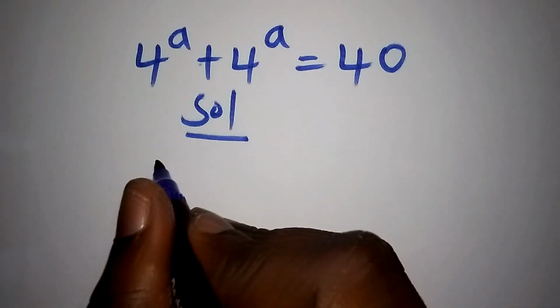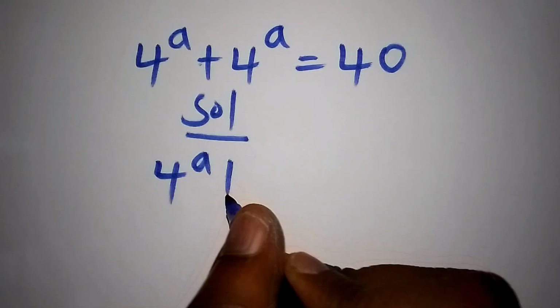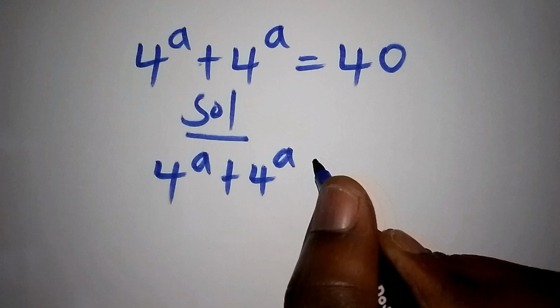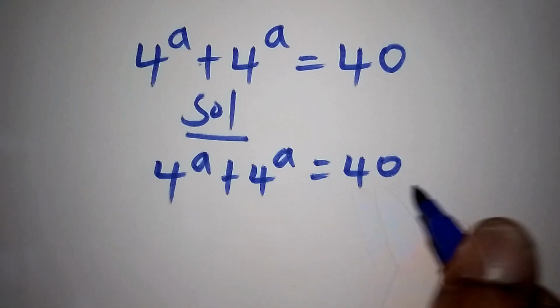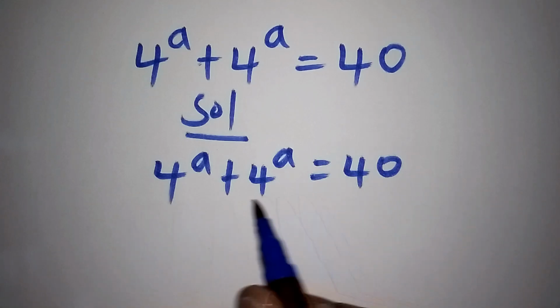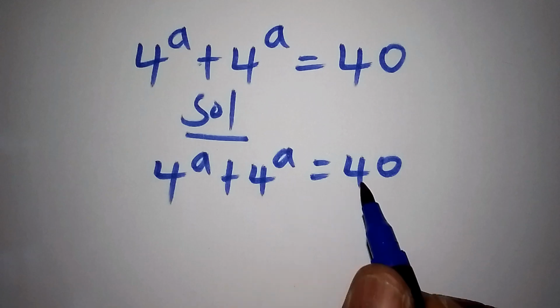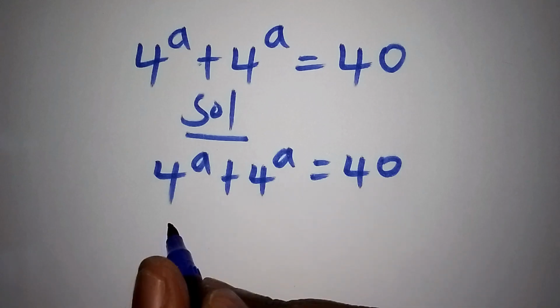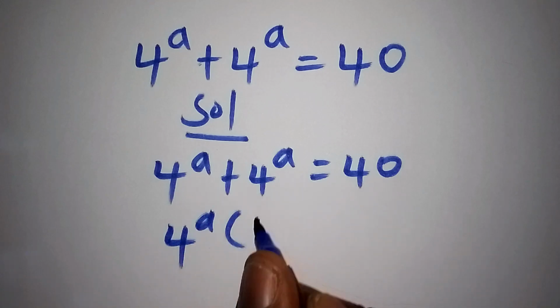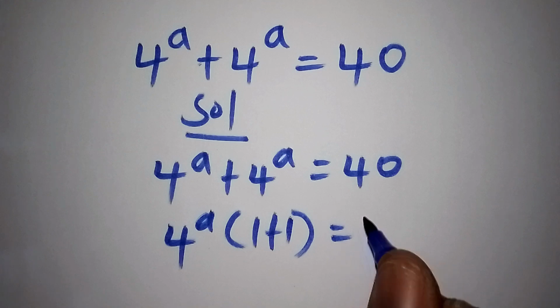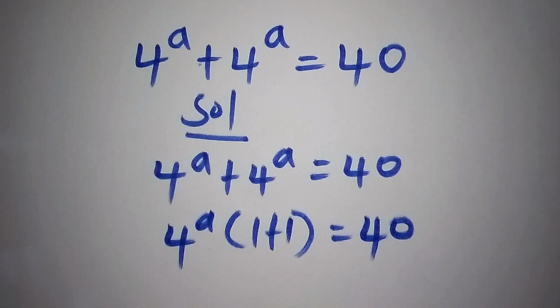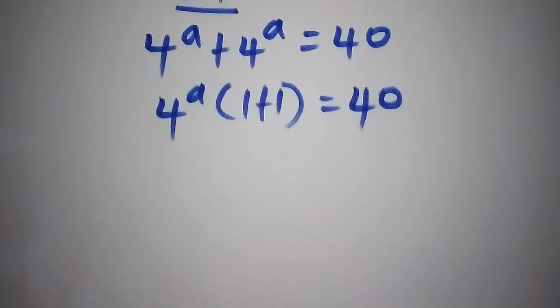In our solution we have 4 to the power of a plus 4 to the power of a equals 40. So how do we go about this? We have to factorize 4 to the power of a plus 4 to the power of a. This can be done as 4 to the power of a into bracket 1 plus 1 equals 40. From there we shall work out the number inside the bracket.